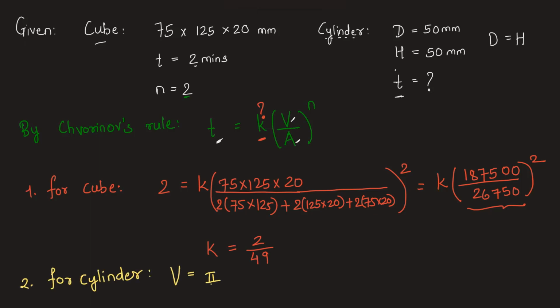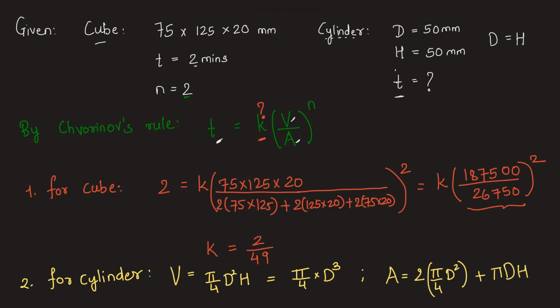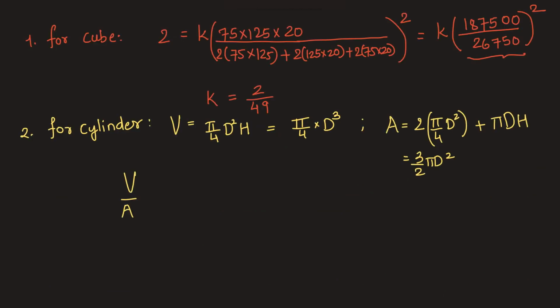So let's do it. Second part, for the cylinder. Volume is equal to pi by 4 D squared into H. D is equal to H, so we have this value as pi by 4 into D cubed. Surface area will be equal to 2 times the area of the top and bottom circle, which is pi by 4 D squared, plus the curved surface area, which is pi into D, the perimeter, into the height, pi D H. So this area turns out to be 3 by 2 pi D squared. This ratio V by A for the cylinder will be pi D cubed by 4 upon 3 by 2 pi D squared, which gives us D by 6.